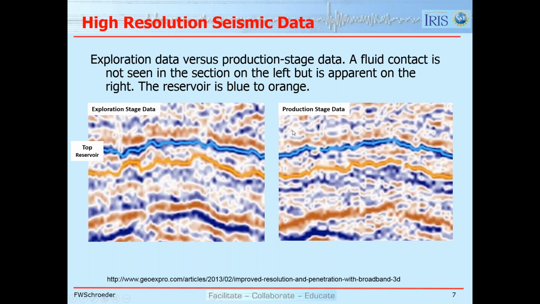This is the production stage data. It looks a little less noisy, a little more consistent, and there actually is a fluid contact right in here, and it's right there. And so you can't see that contact. Maybe once you know it's there, you could kind of say, yeah, I kind of see hints of it, but it's much clearer on the production stage, higher resolution seismic.